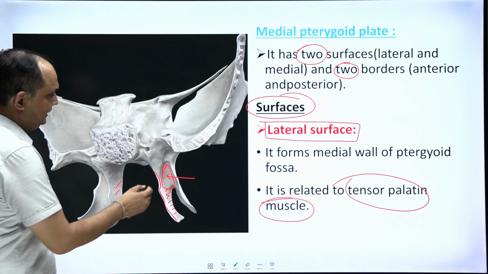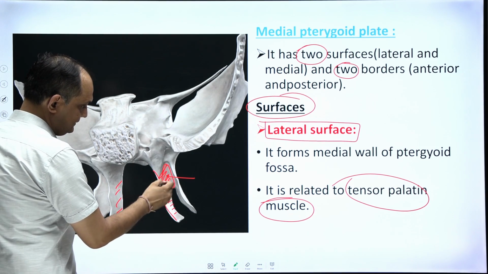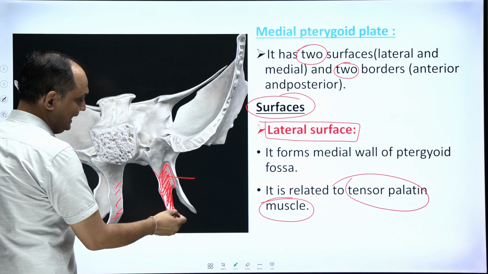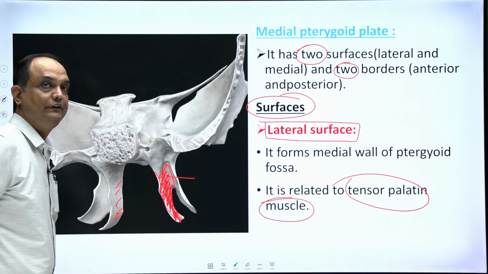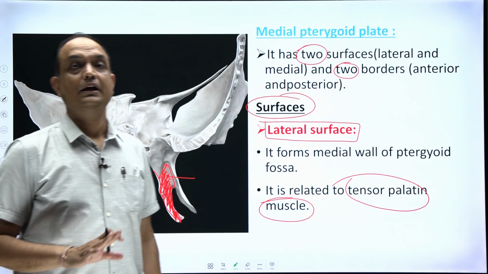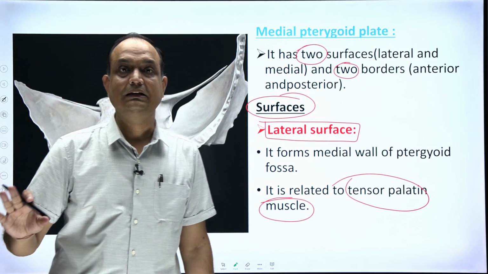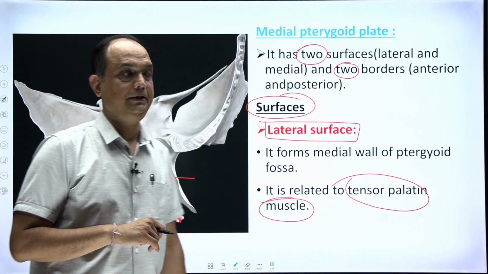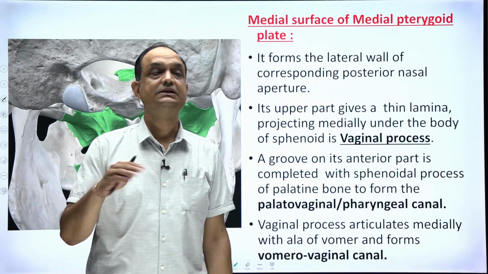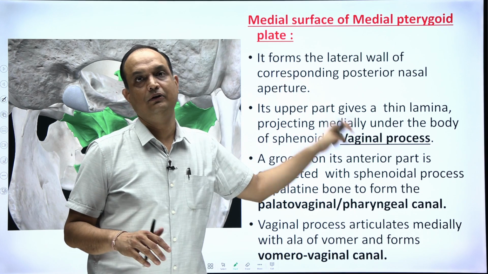So this is an important thing, that this surface, which surface? Lateral surface of medial pterygoid plate. So this lateral surface of medial pterygoid plate is related with which muscle? Answer is tensor veli palatini or tensor palatini. Now we'll move to the medial surface of medial pterygoid plate.